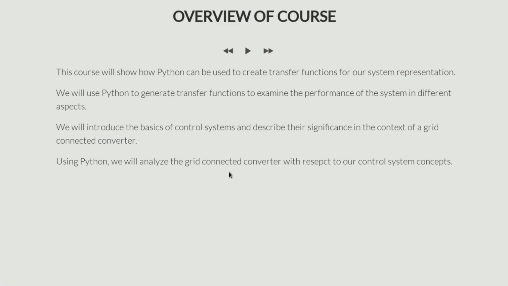So using Python, we are going to analyze this grid connected inverter as a control system problem. That's what we're going to do. We are going to represent it as a control system problem. We are going to then analyze it with respect to control system tools, and then we are going to deal with every aspect of this grid connected converter, which is a power electronics problem, and treat it as a control system problem. That's what we're going to do in this course.